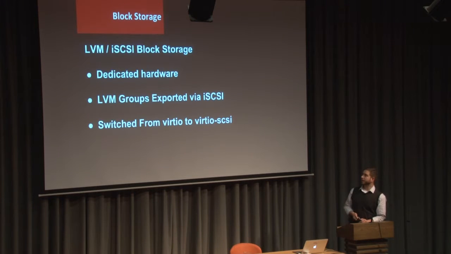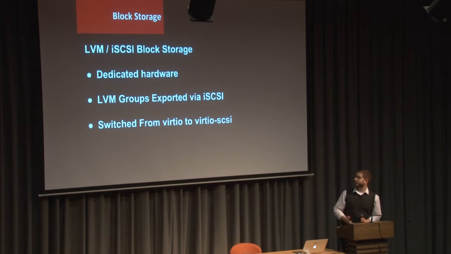So over the past year, we switched to a very generic LVM iSCSI block storage service. We ended up getting dedicated hardware for it, so instead of having it on the hypervisors, we've now decoupled it into its own hardware. They're just generic servers, but we load them up with a bunch of 3.5-inch disks. We configure it to use LVM that's exported via iSCSI.